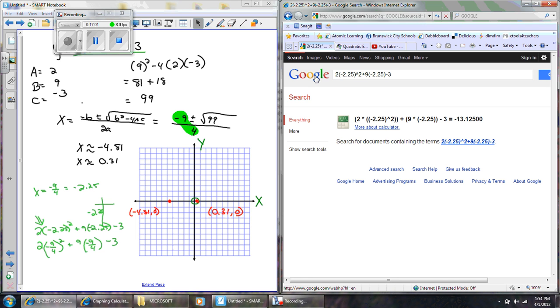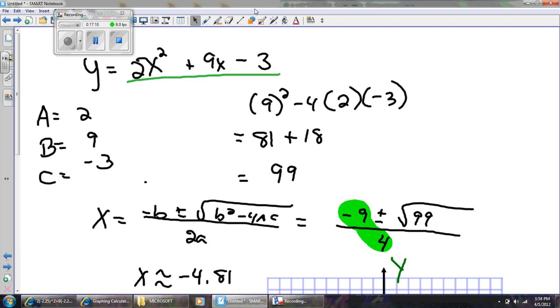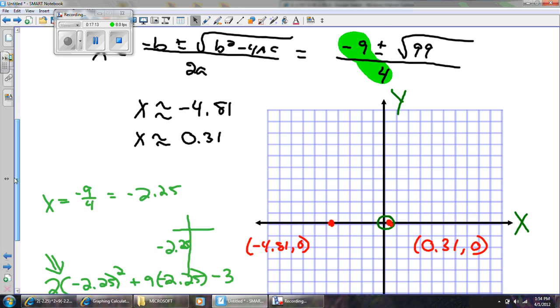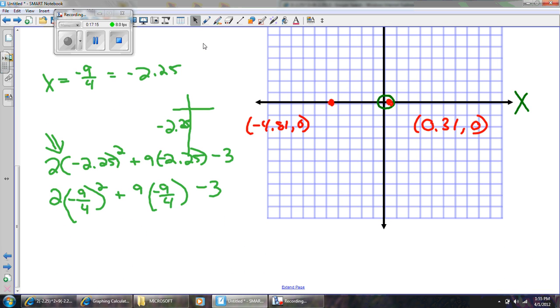I got the answer of negative 13 and 1/8. 0.125 is 1/8. I know that just from experience, okay? So negative 13 and 1/8. So in that t-table I was talking about, right about here, I should get negative 13 and 1/8, or 0.125. So let me see, negative 2 1/4, 1, 2 1/4, so that's 10, 11, 12, 13. It's going to be right about there.